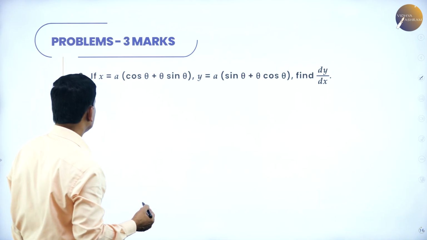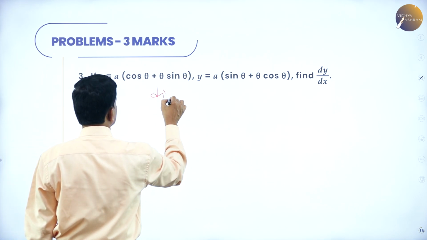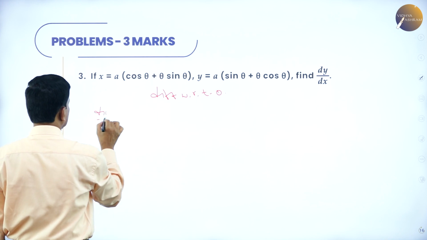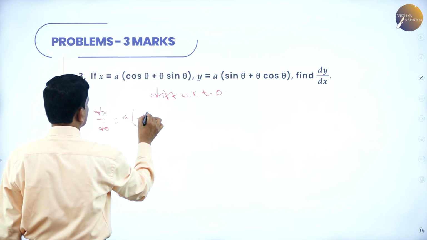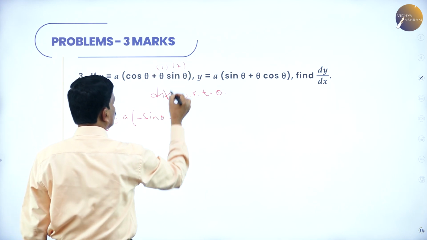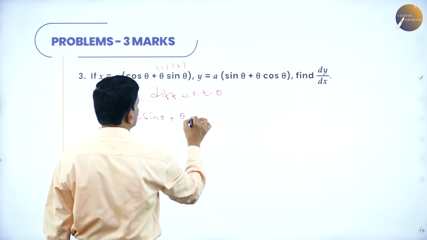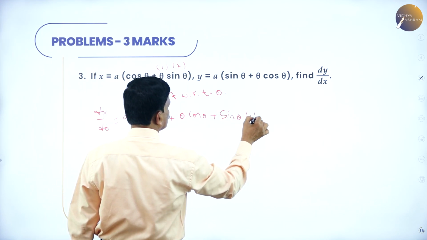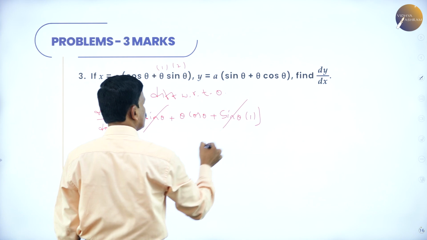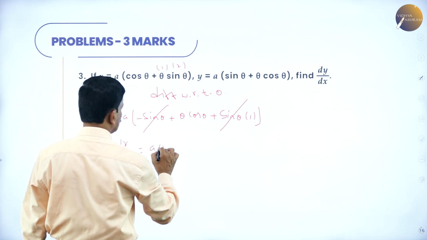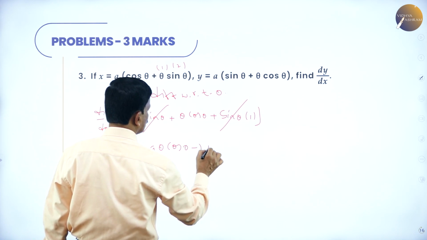Now move on to the next problem, same type, differentiating with respect to theta. We have dx by d theta is equal to a into differentiation of cos theta, which is minus sin theta. This is the product rule, UV method: first function theta into differentiation of sin theta is cos theta, plus sin theta into differentiation of theta is 1, plus sin theta. Minus sin theta and plus sin theta get cancelled. So dx by d theta is equal to a into theta into cos theta, equation number 1.